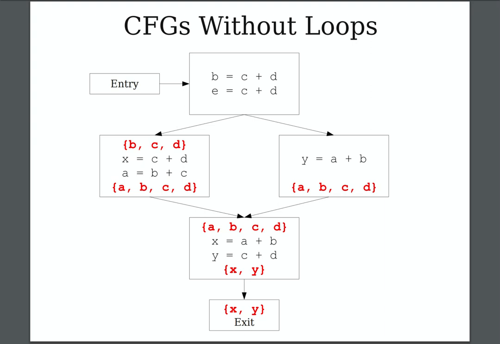If we happen to look at our other branch, then we get a similar story. We see that we get the same set of live variables at the end of this block. We apply our live variable analysis to our basic block. There's no change to our set of live variables.